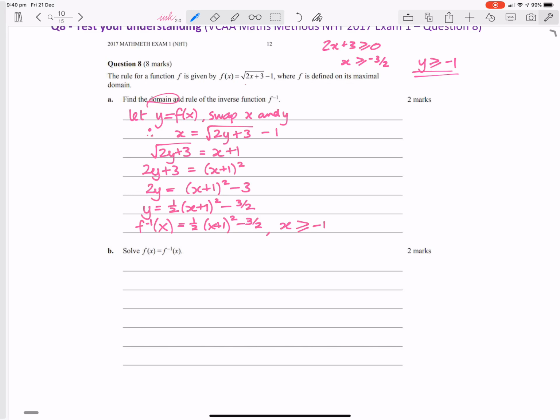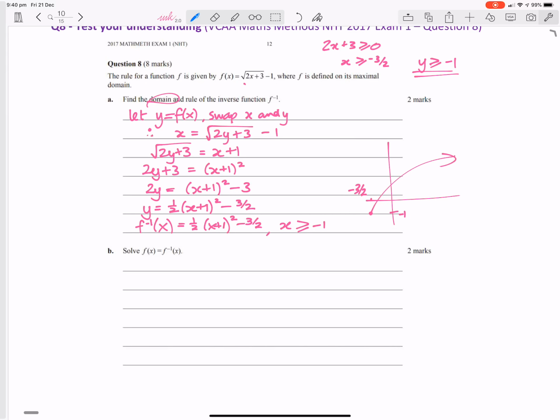Now don't forget, this is a square root graph, so it's been moved -3 on 2. Let's make it easier. -3 on 2, and it's been moved down 1, and then it goes like that.